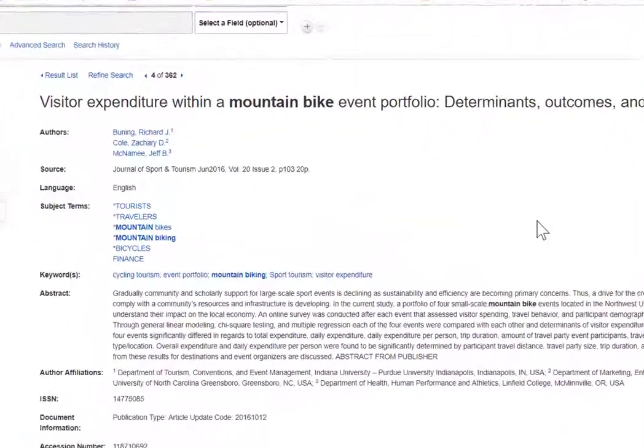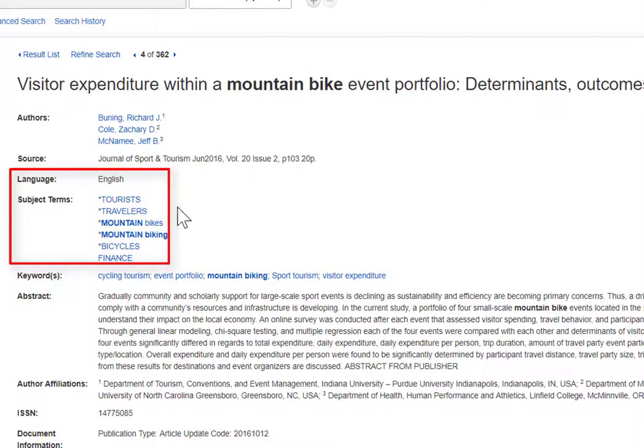Some things to pay attention to. Pay attention to the subject terms. These might be other useful terms to search for.